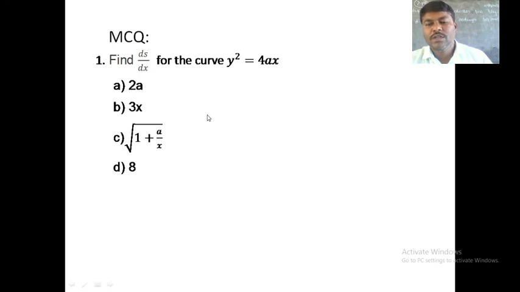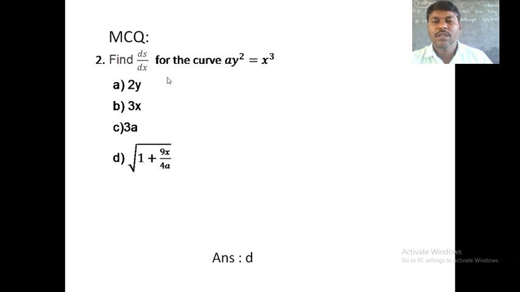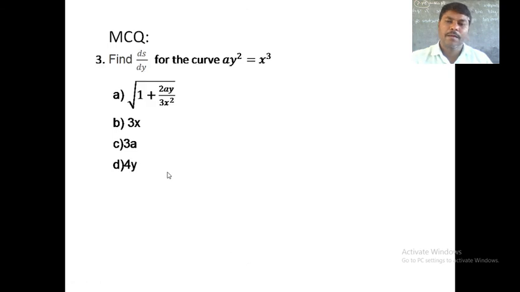MCQ on this session. So here for the curve y square is equal to 4ax, the ds by dx is square root of 1 plus a by x. So this is the answer for this curve. Second question is, again find ds by dx for the curve y square is equal to x cube. The answer is D, square root of 1 plus 9x by 4a. Third one is, find ds by dy for the curve a y square is equal to x cube. So the answer is A.